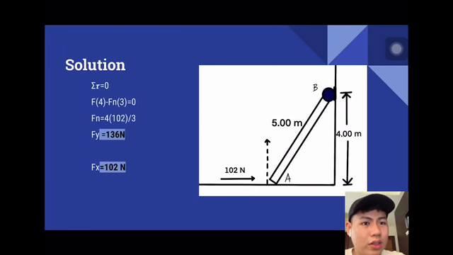And for the horizontal force, since it's in equilibrium, we can note that the horizontal forces cancel out, so the only force acting at point B on the x-axis is 102 newtons. So we have our F of x and F of y, and that is all we have for today.